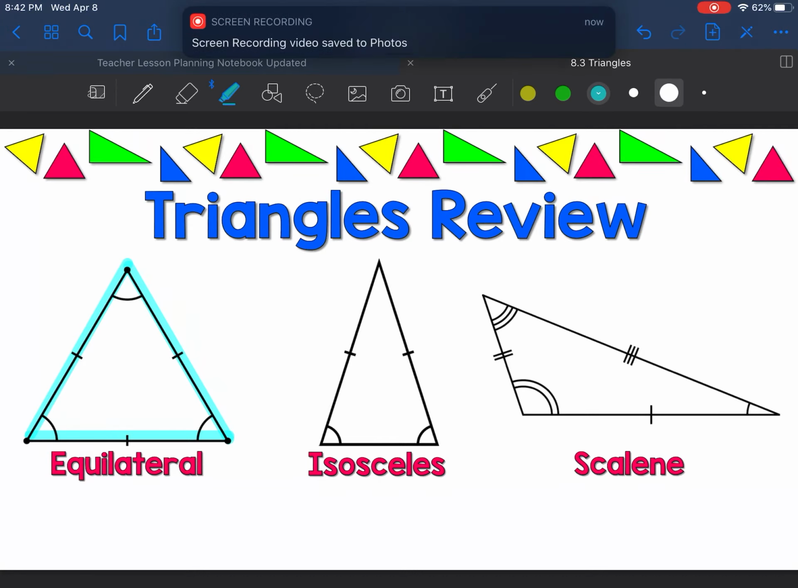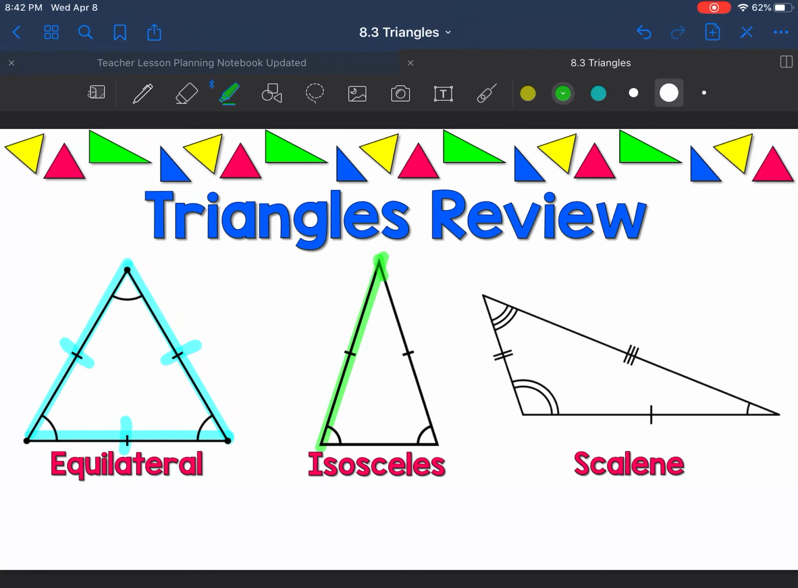Remember we talked about it in our last unit, drawing geometric shapes, that is what these tick marks mean, that the sides are equal to each other. So an equilateral has all three sides equal to each other. You can kind of remember that equilateral, equal.